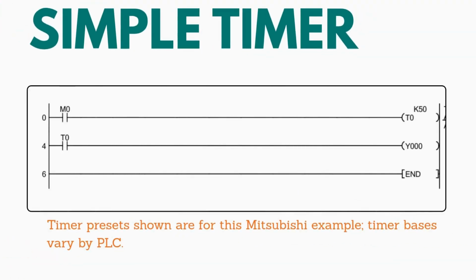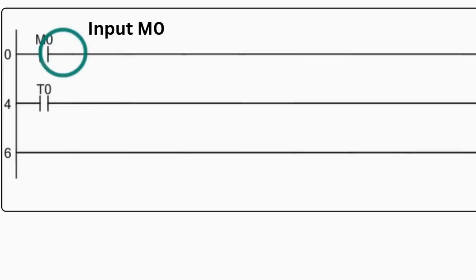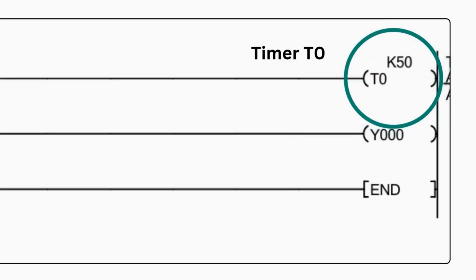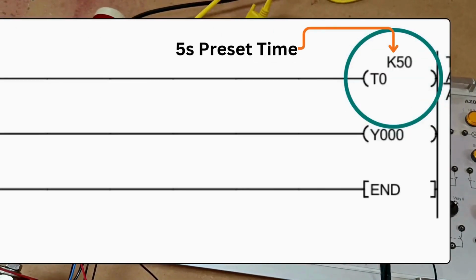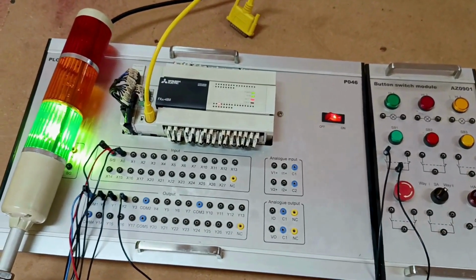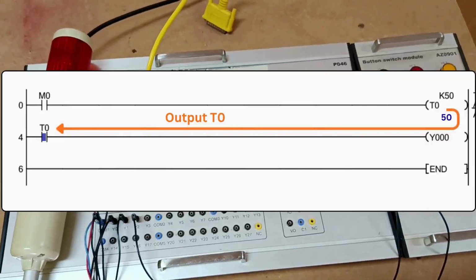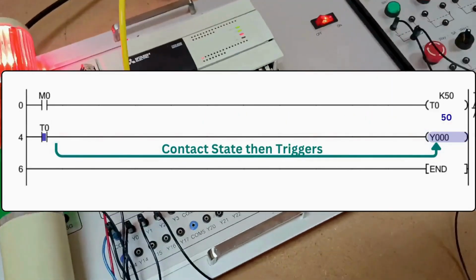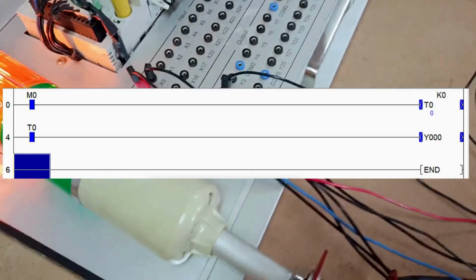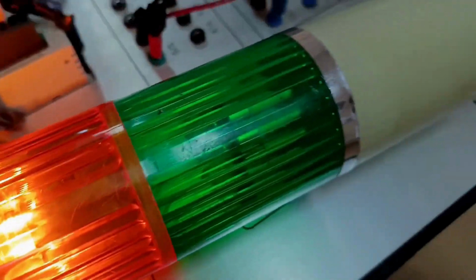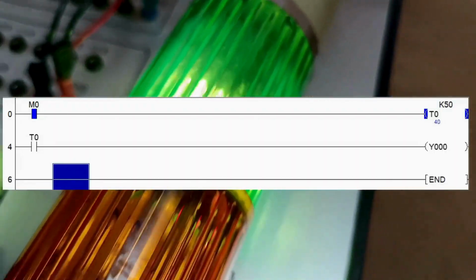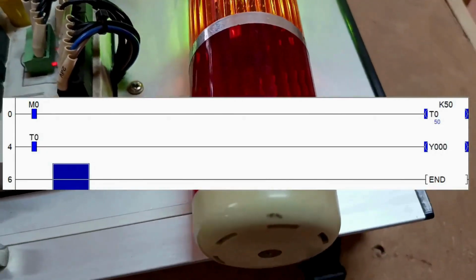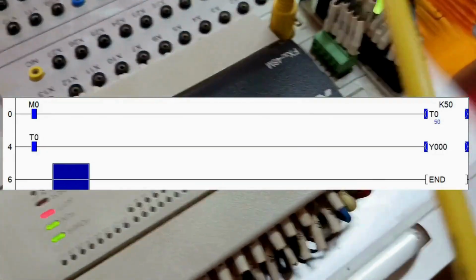Let's start with one timer. Here, M0 is used to activate T0. The preset is K50, representing approximately 5 seconds in this example. Once T0 reaches its preset, its contact changes state. We can use the timer contact to control output Y0. So, the basic operation is straightforward. Activate T0, wait for the preset, and then use the timer contact to control the output.